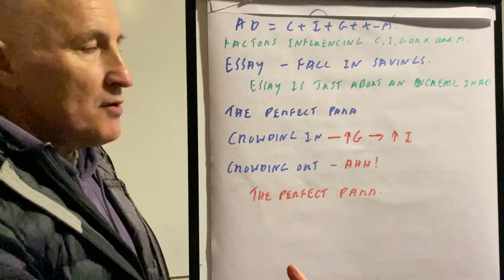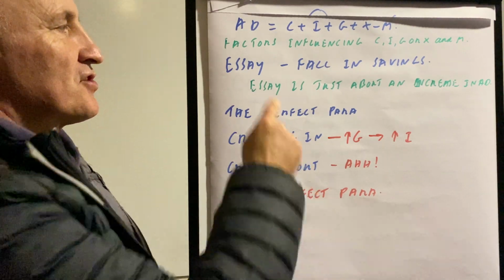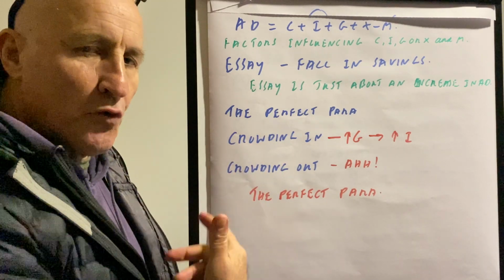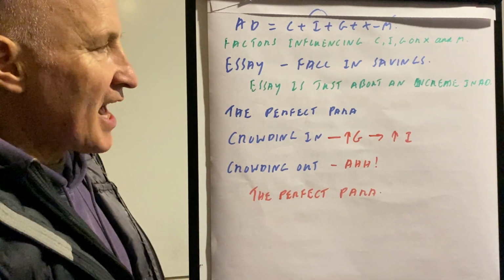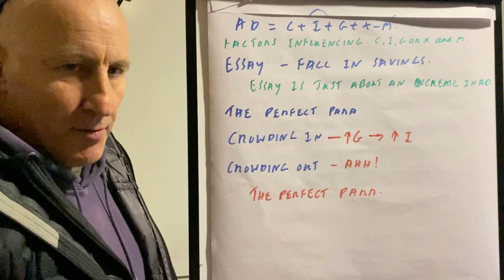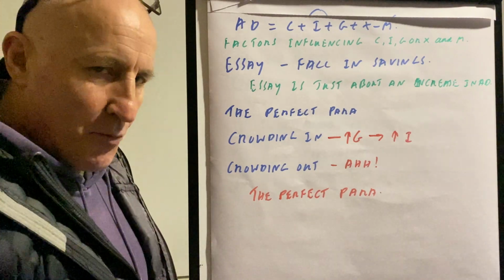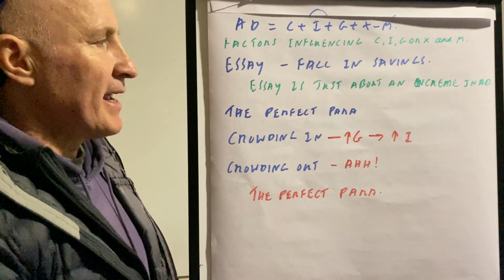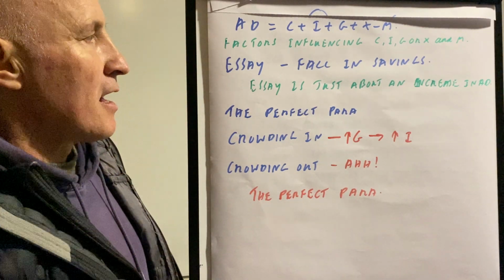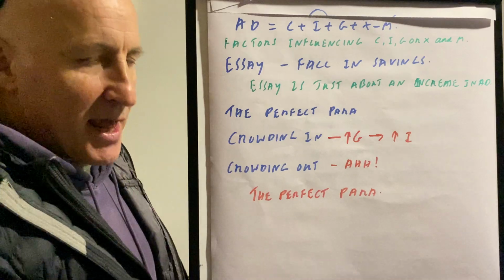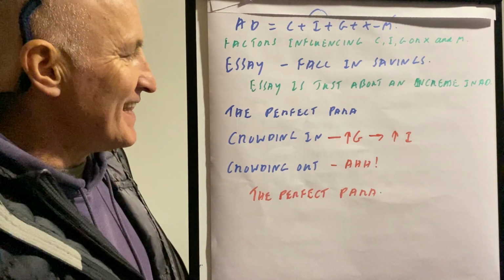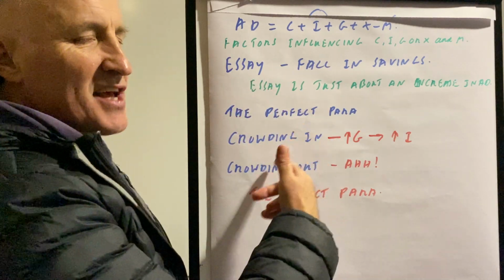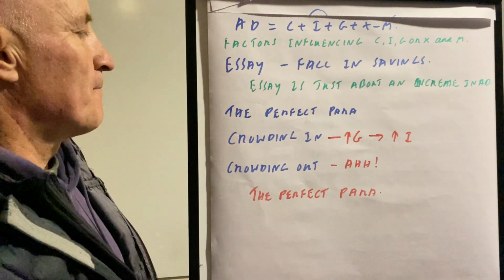Now, there was an essay which said, well, what factors will influence consumption? Pretty easy, I've just outlined them. The second part of the essay, what happens if there's a fall in savings? Well, if there's a fall in savings, that basically means that consumption will go up. And what happens to an economy if consumption goes up? Well, we might get demand pull inflation, we might get a trade deficit, we might get lots of personal debt, we might even stimulate more investment because there's more demand in the economy. So it looks like a hard essay, but really it's actually fairly straightforward.